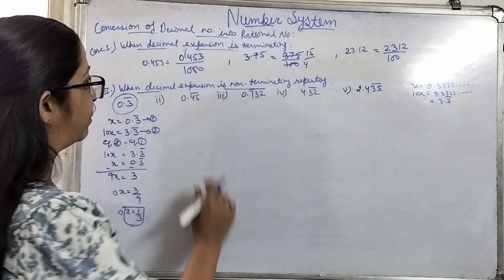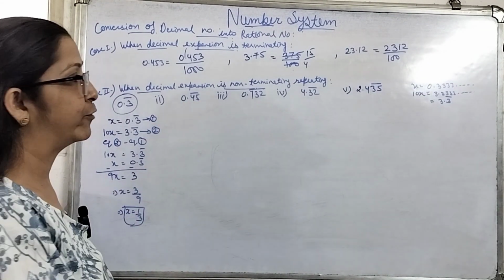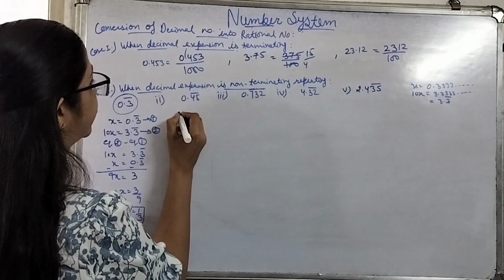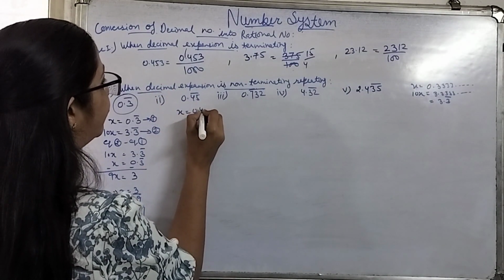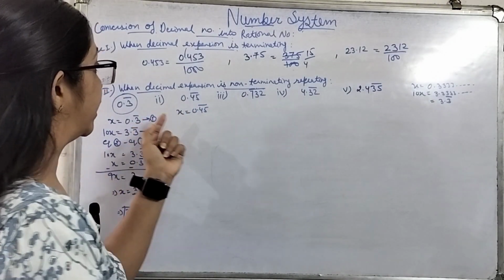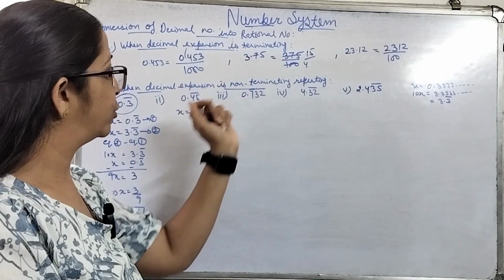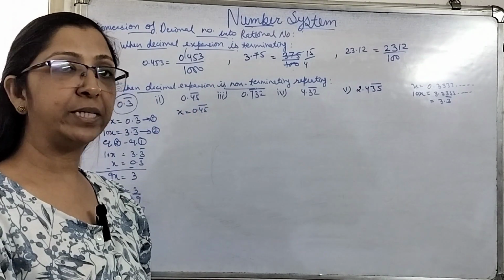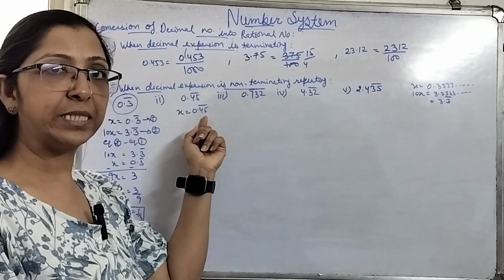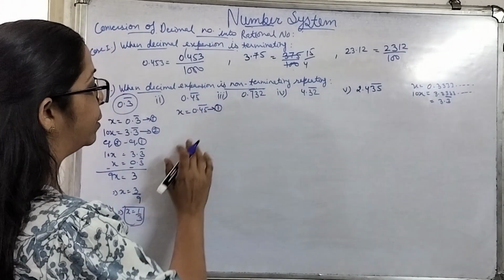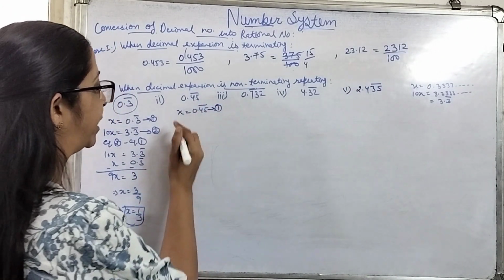Similarly, take another example. If it is 0.45 bar, we will follow the same procedure. We will assume that x is equivalent to 0.45 bar. This is the value of x. We have to find the value of x only in terms of p upon q. Now over here we can see that two numbers are repeating, 4 and 5. 4, 5 is repeating again and again. So we will multiply this equation by 100, because two numbers are repeating.